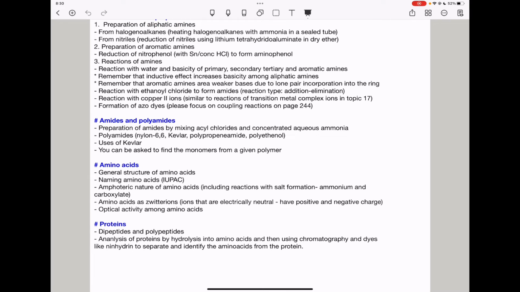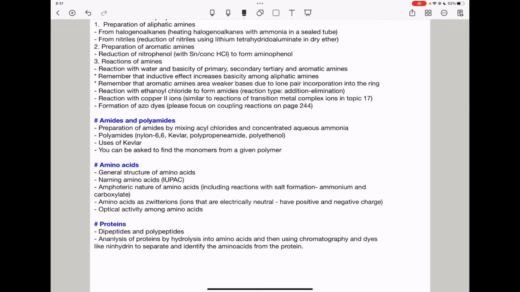Other questions could be asked about amino acids. Please ensure you fully understand the general structure of an amino acid. Remember, it has an amine group as well as a carboxylic group. Remember to name amino acids using the IUPAC system. Remember the amphoteric nature of amino acids, including reactions that lead to salt formation. Remember, sometimes the amine group is going to gain a proton to become ammonium, while the carboxylic group is going to lose a hydrogen to become a carboxylate.